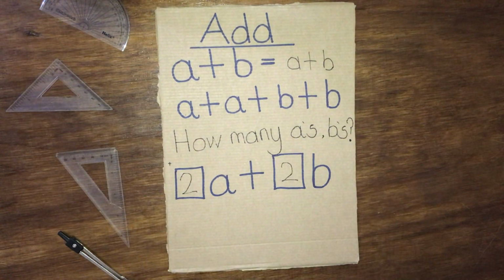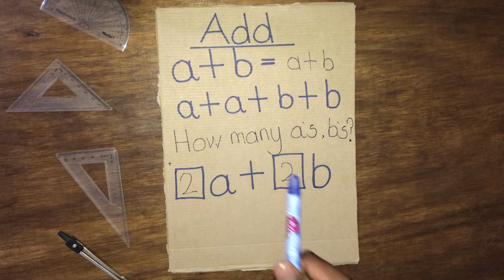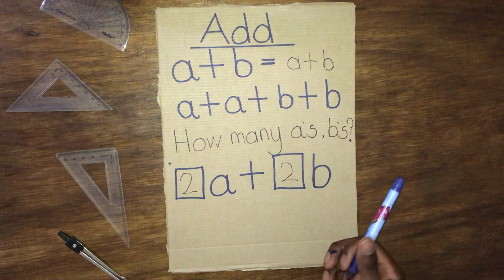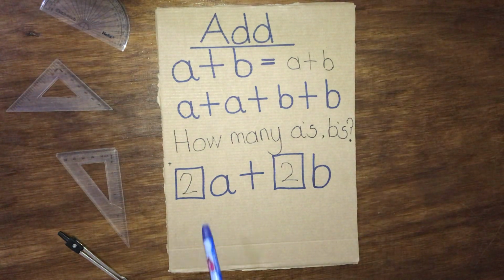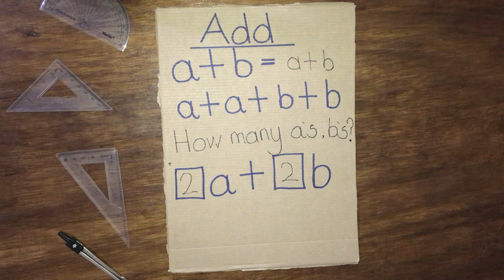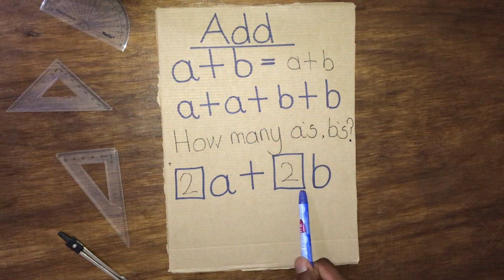Addition. A plus B cannot be further simplified as they are not like terms. However, if we look at this expression, A plus B plus B, how many A's and B's can we see? We see 2 A's, 1, 2. We see 2 B's, 1, 2. Therefore, simplifying this, we would have 2A plus 2B.